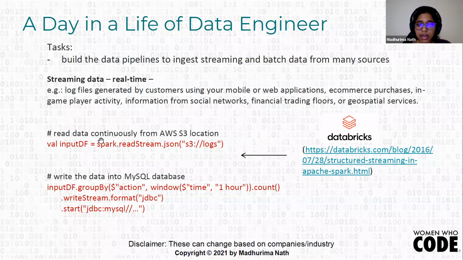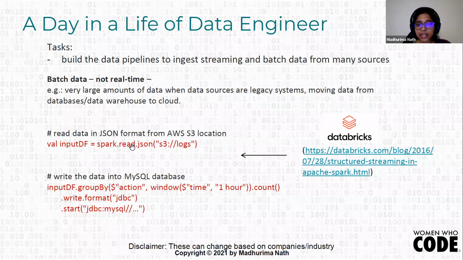So let's say I want to read my data from an AWS location, S3 storage location. So I would just say spark.readStream for streaming data. And for batch, as you can see, I just say spark.read.json. So it's the same format as I discussed before, where I said spark.read.format. So now I know it's JSON format, so I just say spark.read.json. This is for batch process.